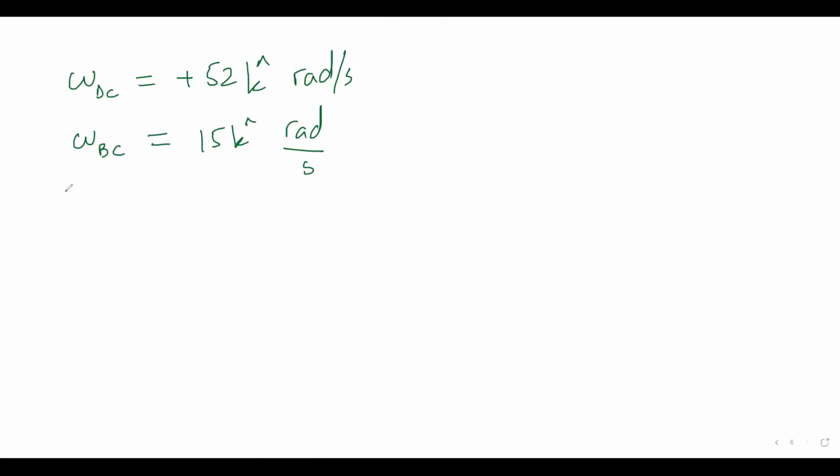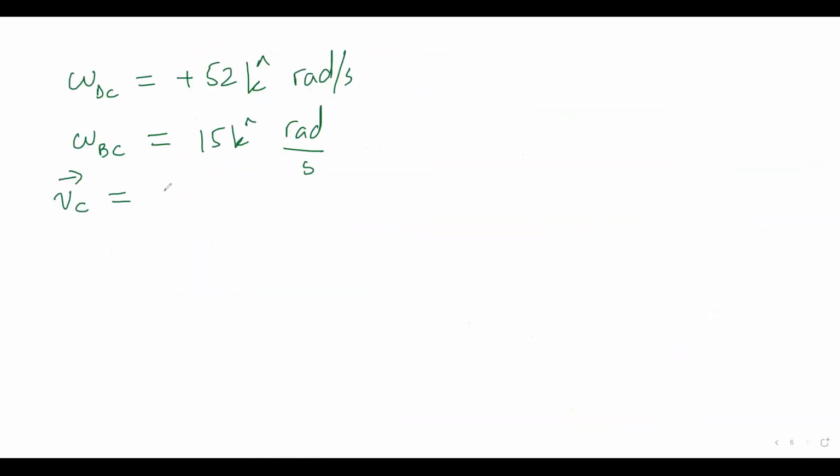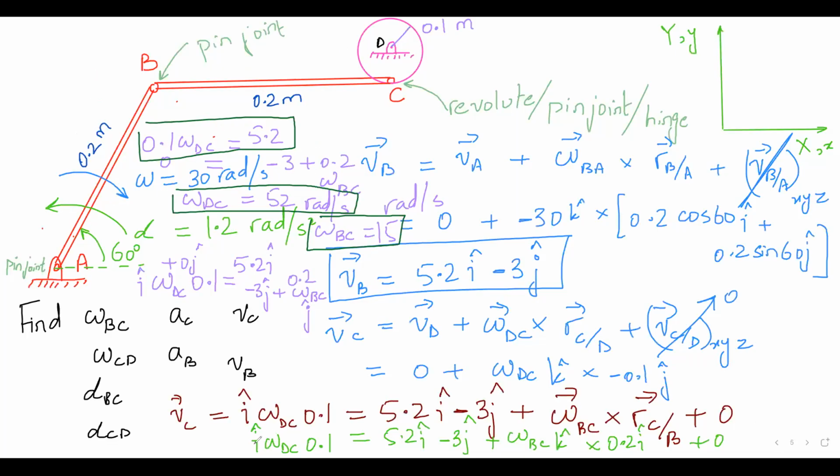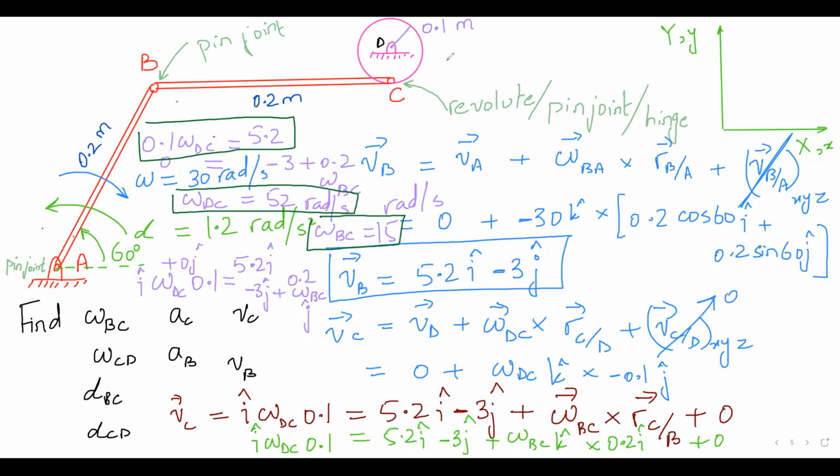So VC comes out to be, the formula of VC was 0.1 omega DC I. Omega DC is 52. I'm getting 5.2 I. Is this answer right or wrong? Very critical question. VC is coming out to be positive 5.2 I, only I. Does this make sense? The velocity at point C is coming out to be 5.2 I. Why only I?